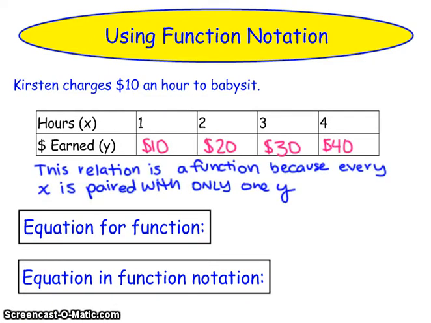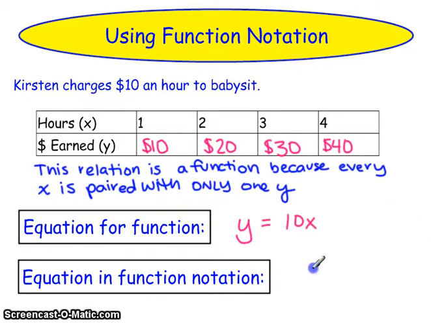And this happens to be a function that we could actually write an equation to represent the relationship between X and Y. Because it turns out that every time we want to know how much Kirsten earns, we can say that Y equals 10 times X, because you take the number of hours, multiply it by $10, and you find out how much she makes. So this is the equation for this function.